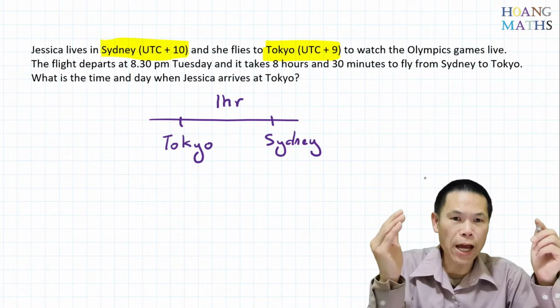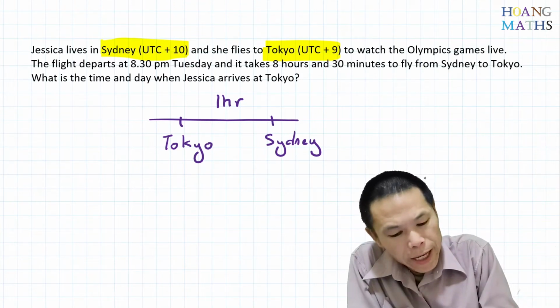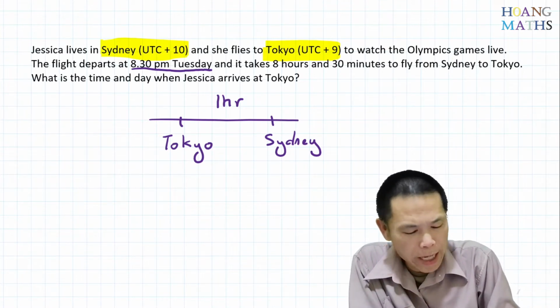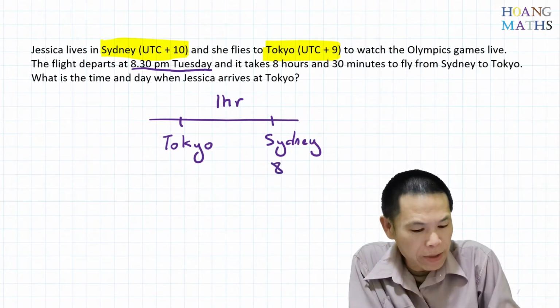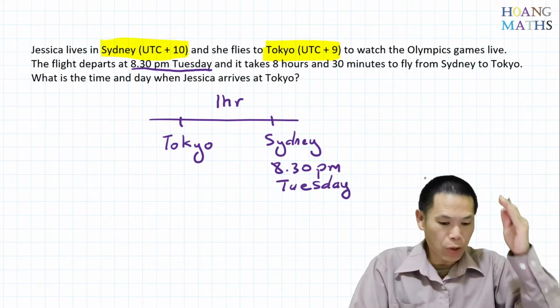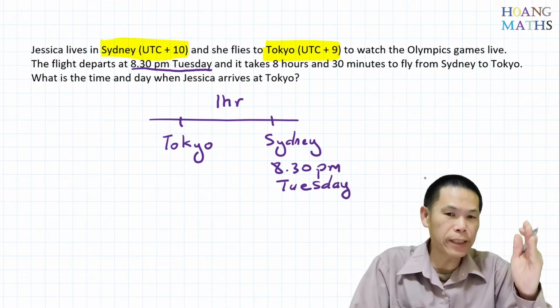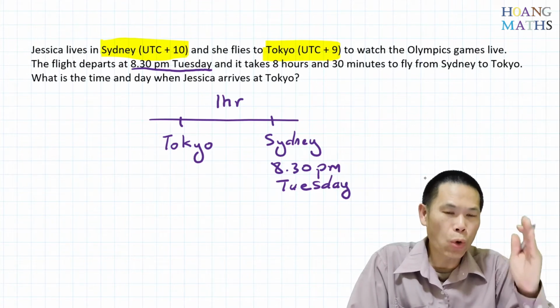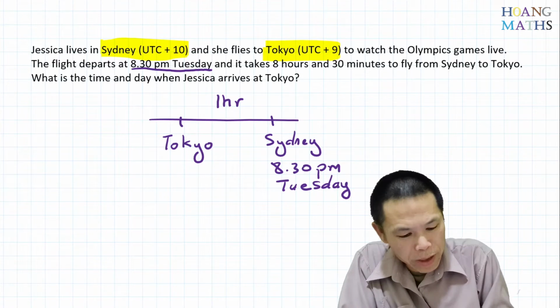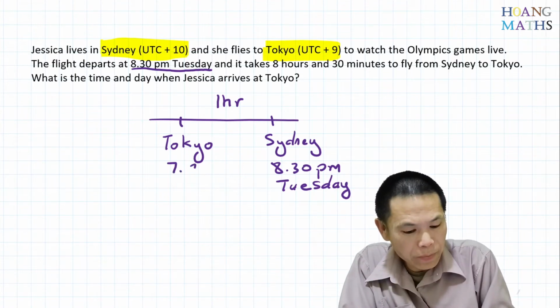And we know the flight departs at 8:30 p.m. Tuesday, so that is Sydney time. But when the flight departs Sydney, the Tokyo time would be 1 hour behind. So that will be 7:30 p.m.